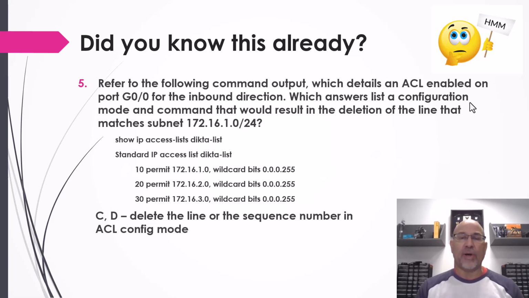Question number 5, refer to the following command output, which details an ACL enabled on port G0/0 in the inbound direction. Which answer lists a configuration mode and command that would result in the deletion of the line that matches 172.16.1.0? So, this is the line that we're worried about right here, right? We could delete that sequence number right there. But if we also dropped into the named ACL, we could also use a very traditional no in front of the entire line, and that would do it as well. So that was C and D.